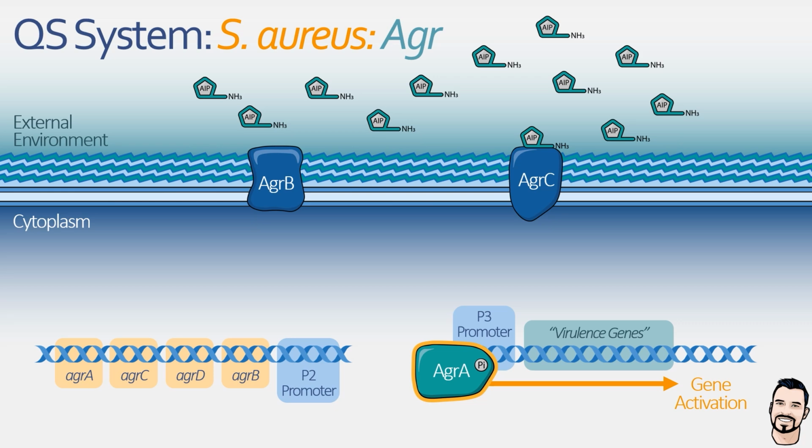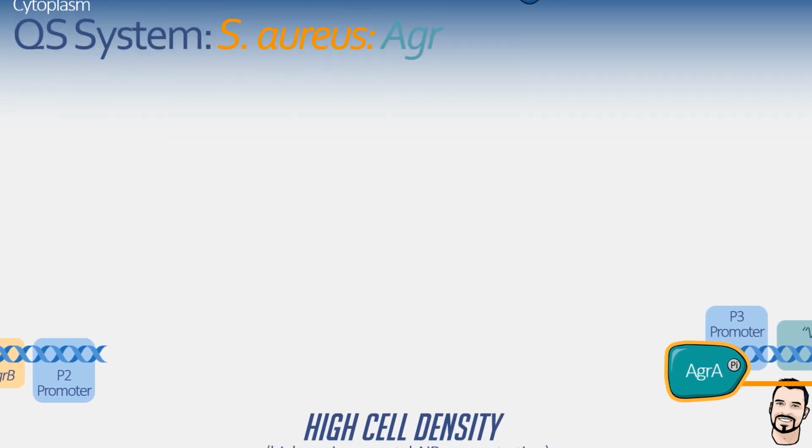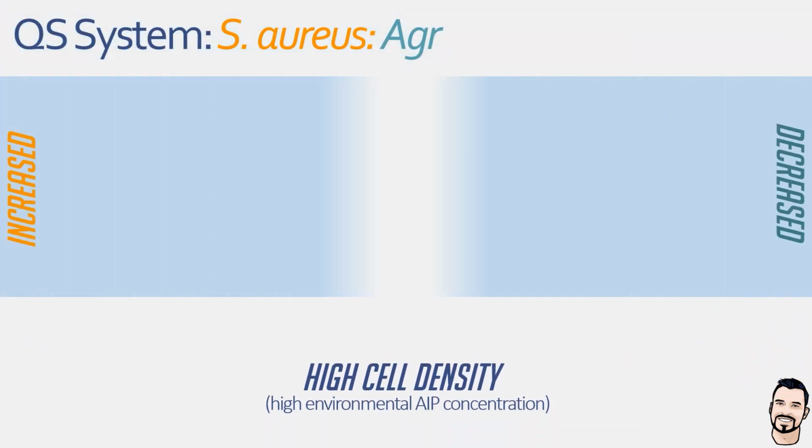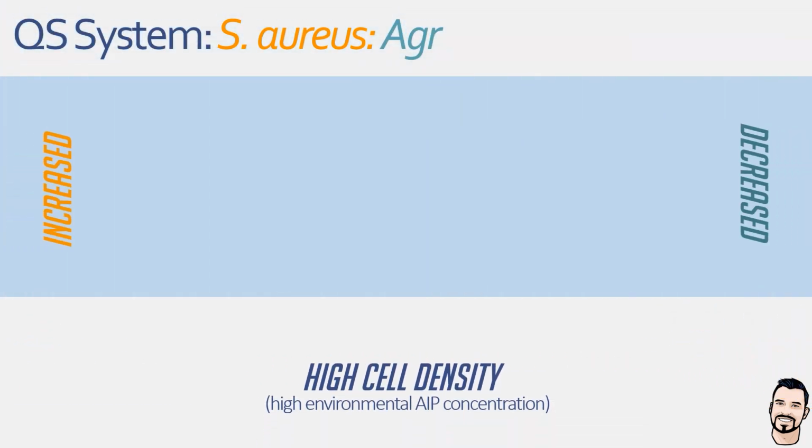Now, if we examine this process in a little more detail, when cell density is high, the environmental concentration of autoinducers also increases. This leads to global changes in gene expression, resulting in the upregulation or downregulation of specific genes within the bacterial cell. And so if we look at Staphylococcus aureus under high cell density conditions, we see an increase in the production of several key virulence factors.